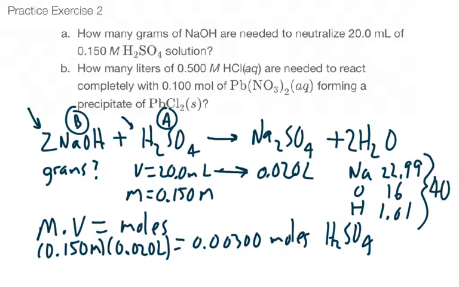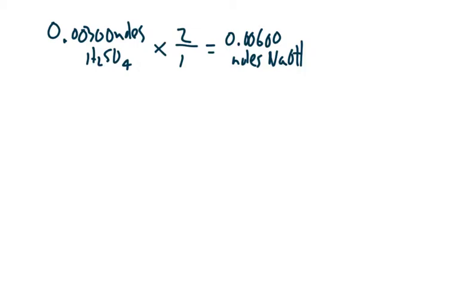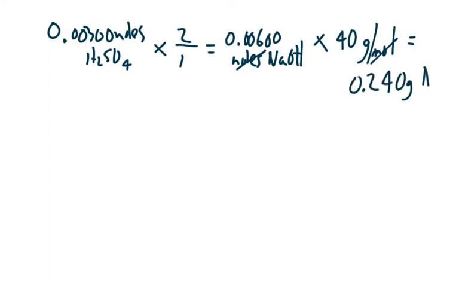Okay? So going back to this page here, to go from moles to grams, what you do is you multiply by the molar mass of the unknown, which is NaOH, 40 grams per mole. And when you multiply, the moles cancel. And we're going to round this to 3 significant digits. You end up getting 0.240 grams of NaOH, and that's your answer for part A.